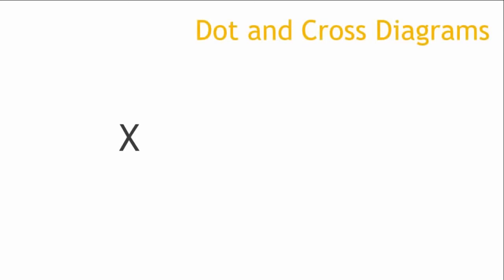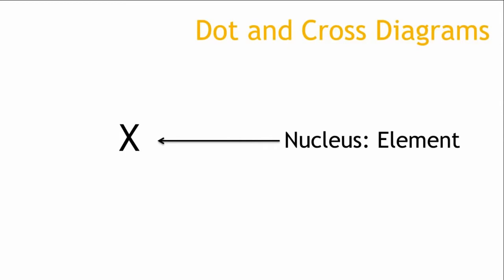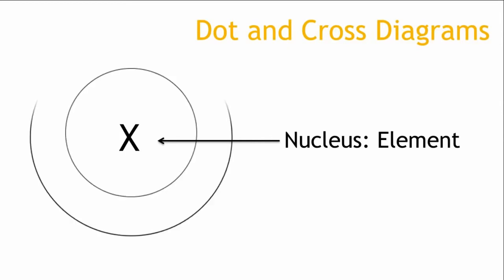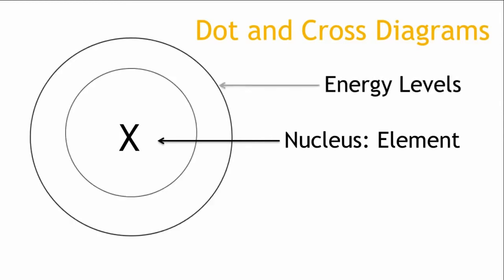In the diagram, the nucleus is represented by the element symbol, or a central black dot. The energy levels are represented by circles around the nucleus, and the electrons are represented by dots or crosses.